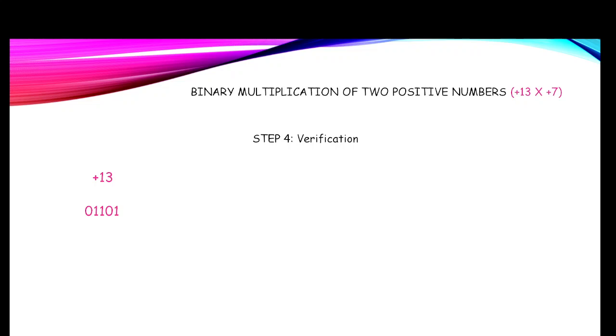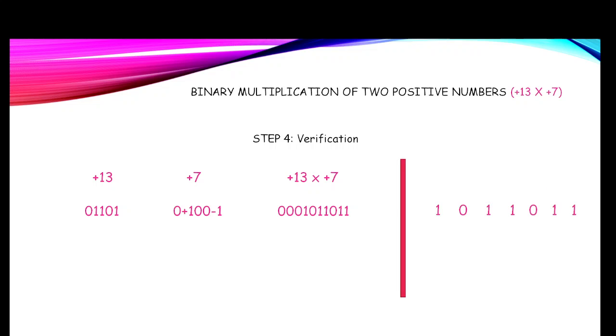Step 4, verification. Plus 13 is represented in 5-bit, plus 7 is represented in 5-bit after recoding, and the result is 000101111 based on the code of 8421. So I will have 8421 appended with 16, 32, 64. So 64 plus 16 plus 8 plus 2 plus 1, I will get 91 as my decimal number. So 13 into 7 is 91. Hence both the answers are the same and it is verified. Thank you.